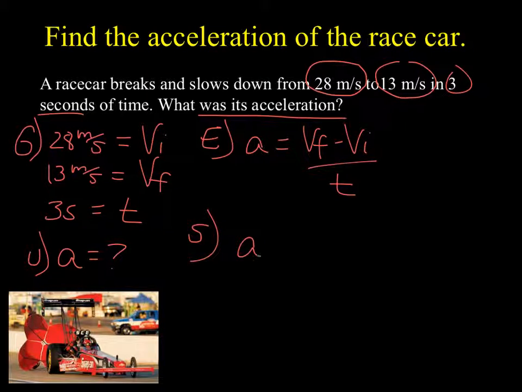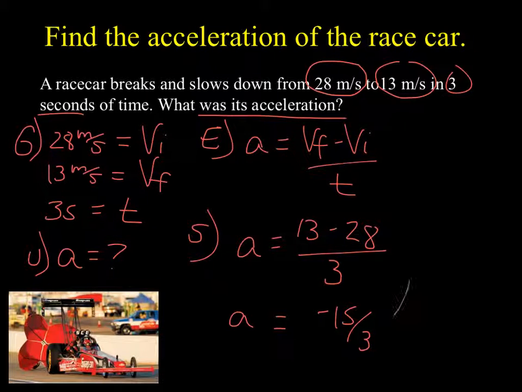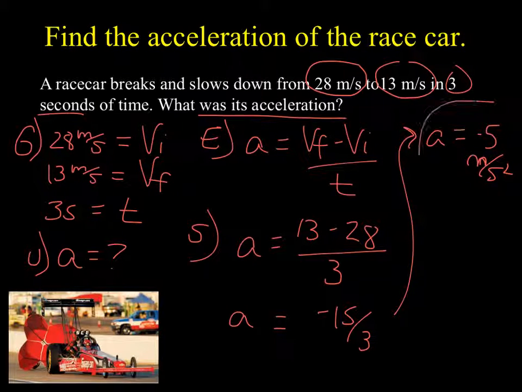If I take that and start plugging in numbers, my final velocity is 13, my initial velocity is 28, and my time here total is 3. By doing so and doing the work a little further, I get negative 15 over 3. And if we bring it up to the top here, negative 15 divided by 3 ends up being negative 5. Now, since this is acceleration, it's in meters per second squared.